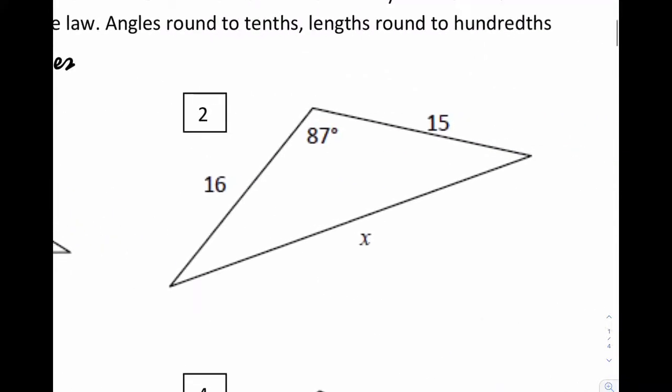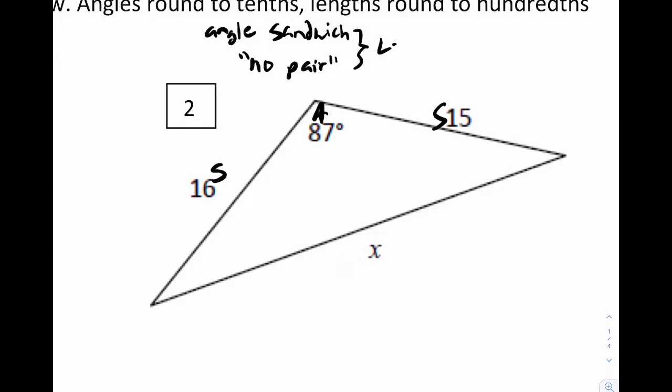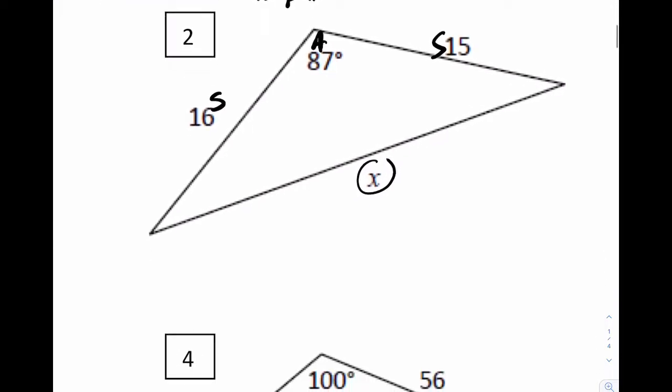That's number one. Now number two, a couple of things to notice here. This is a side angle side triangle, or sometimes I call it an angle sandwich. But some people just use the idea that there is no pair. All of those things are good, and those all indicate you're going to need the law of cosines. We just want to find x, so let's use our law.